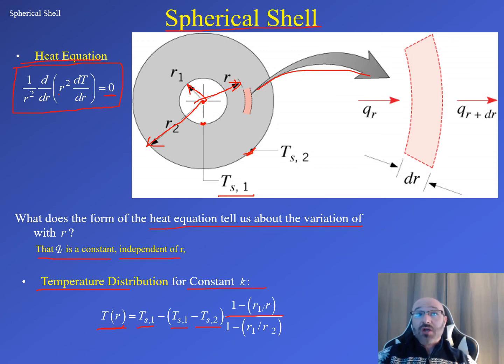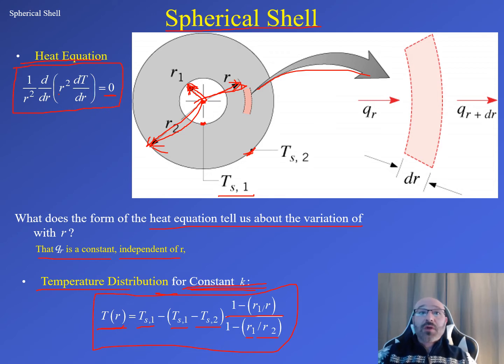Now this ratio of radii: R1 is your inner surface radius, and r is the distance to whatever element you're interested in, all divided by 1 minus the ratio of R1 over R2, where R1 again is that inner radius to the inner surface, and R2 is the radius to the outer surface. So this is your temperature distribution for the case where you're dealing with just one value for k, a constant k value for that material.